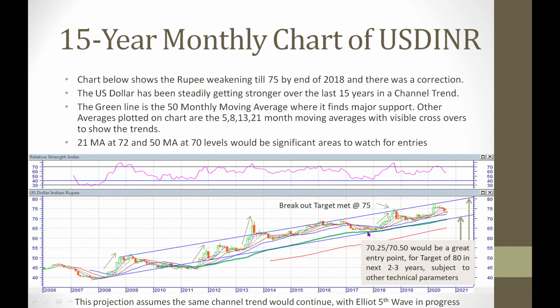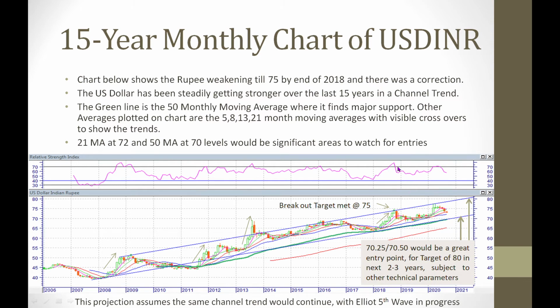Now the 21-month moving average has given support here, and while it didn't give support at this time, it definitely acted as a significant resistance when it broke above this particular pattern, and after that it has never broken it for the last 9 years. So one can expect the currency to find support either at the 13-month moving average or at the 21-month moving average. So let's see what happens in the subsequent 2 to 3 years.